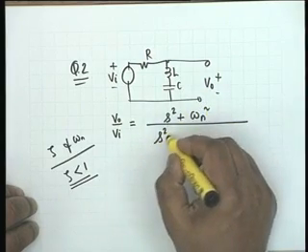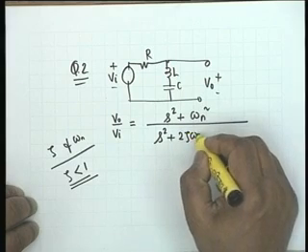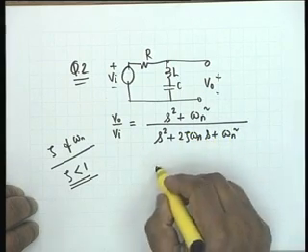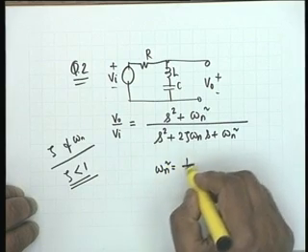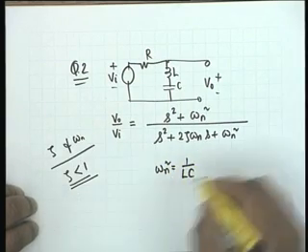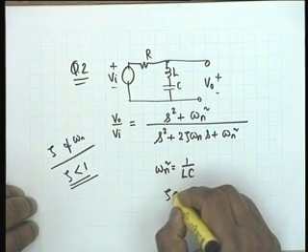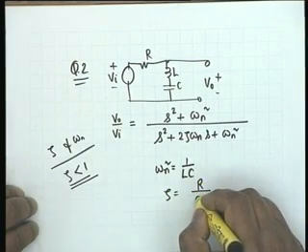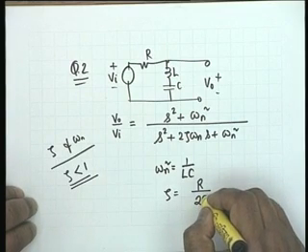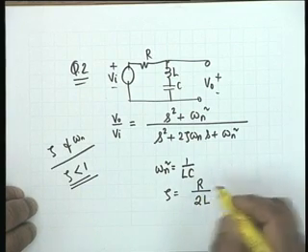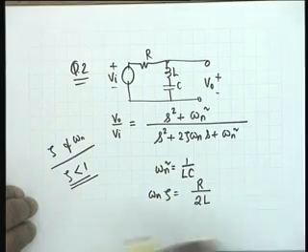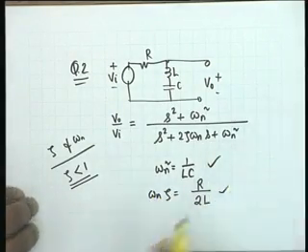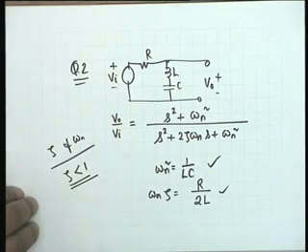By simple algebra, it is easy to show that the transfer function is omega n squared over s squared plus twice zeta omega n s plus omega n squared, where omega n squared is equal to 1 over LC and zeta is equal to R by 2L. Is that right? Zeta omega n is equal to R by 2L. Is it okay? All right. So this part is absolutely fine.